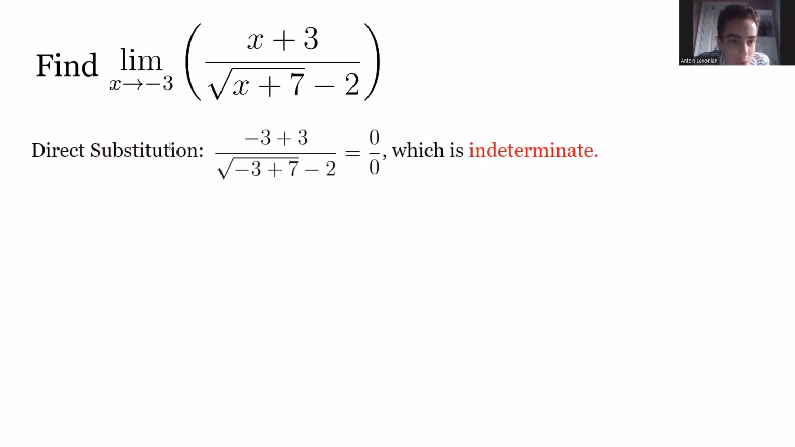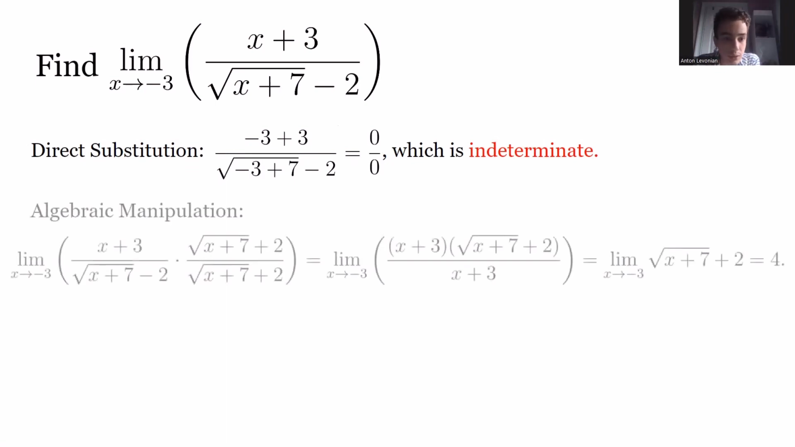Anyway, so let's try direct substitution. Is the first thing we try. When we plug in -3, we get 0/0, right? -3 plus 7 inside the square root is square root of 4, which is 2, minus 2 is 0. This is an indeterminate form. The function is not defined there at x equals -3, but the limit might be defined. We just have to do some work to find what it will be.